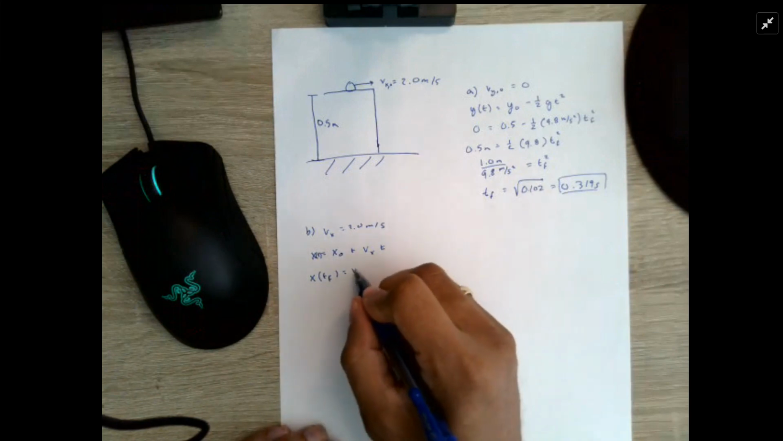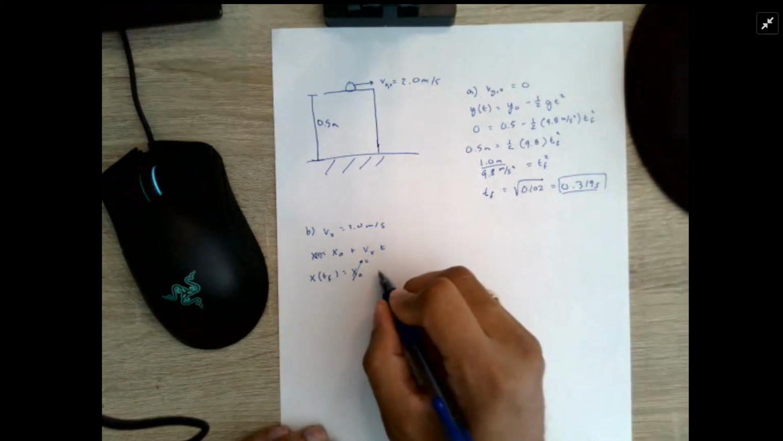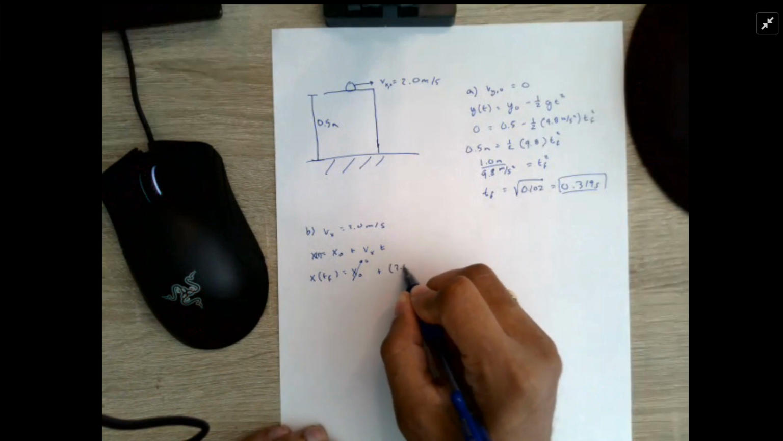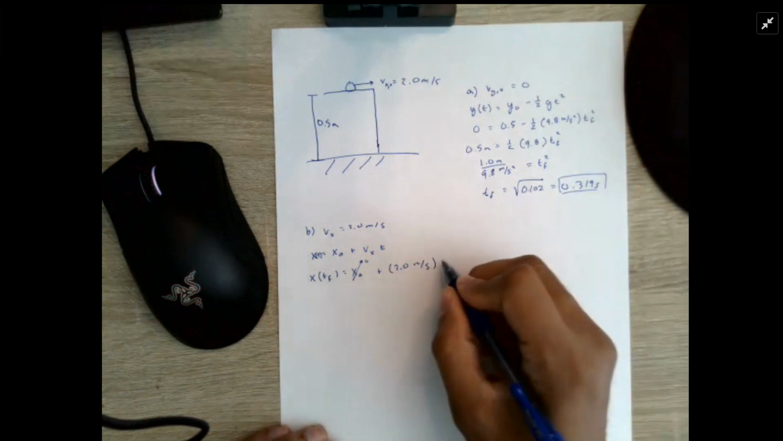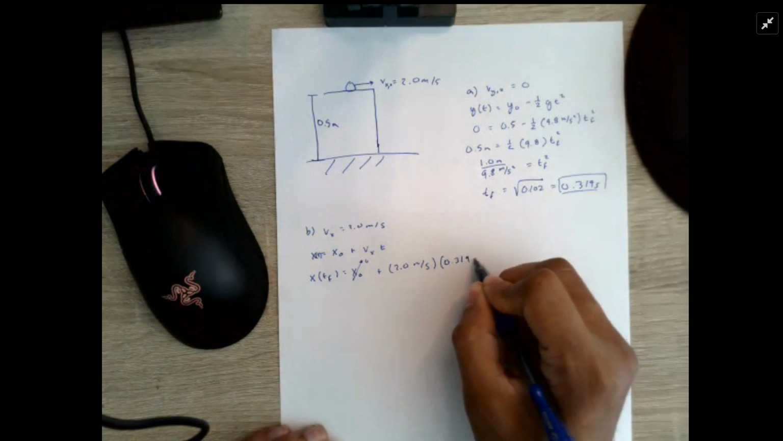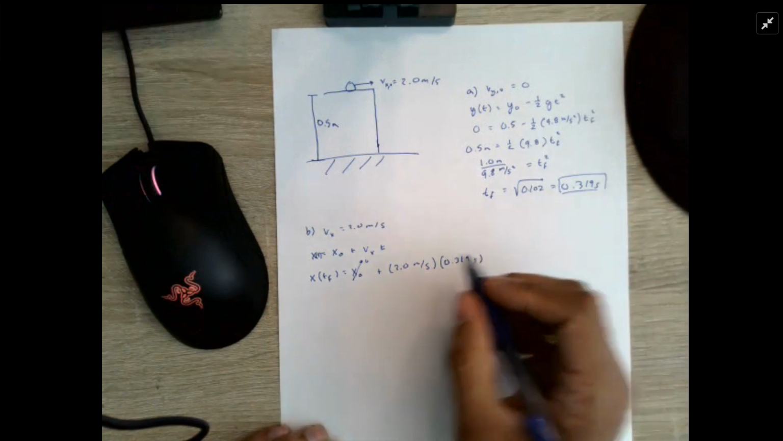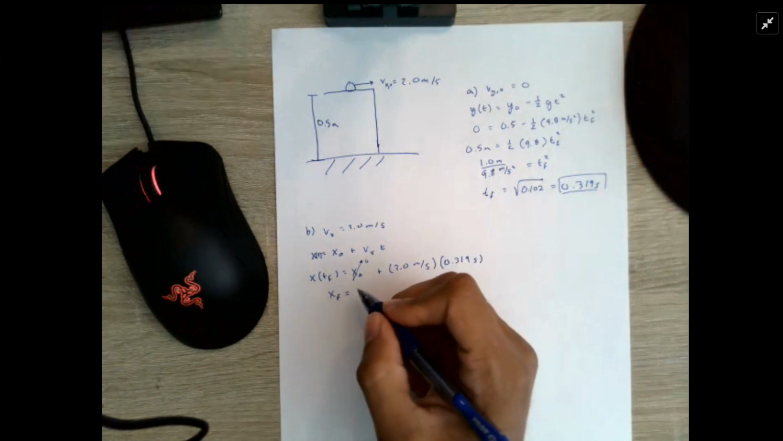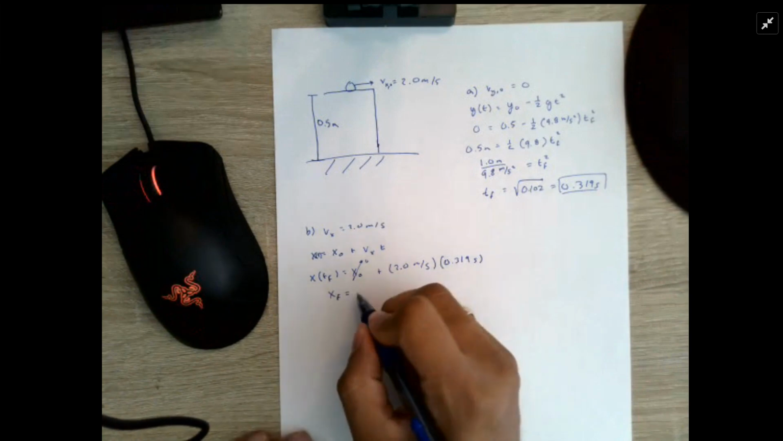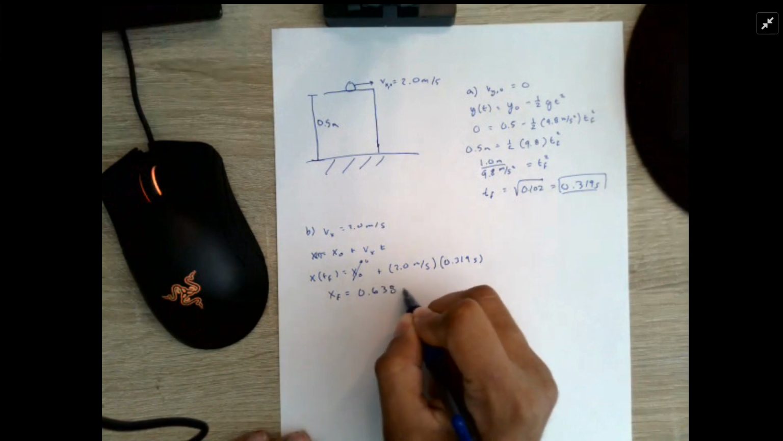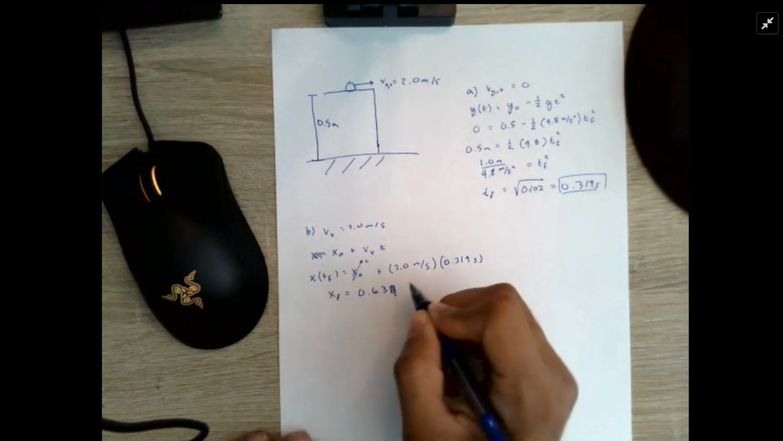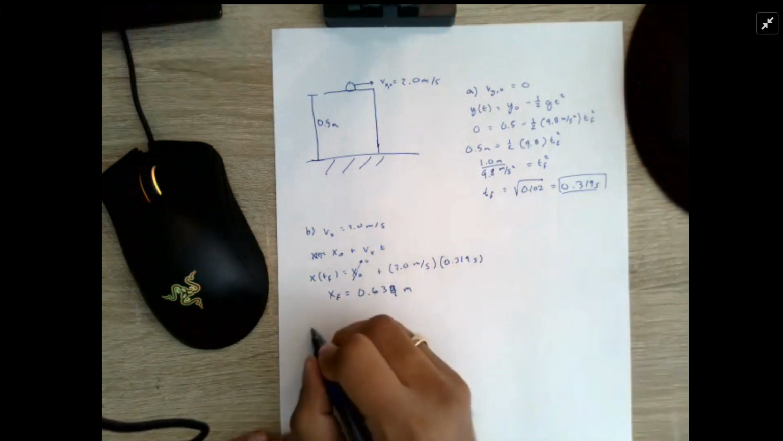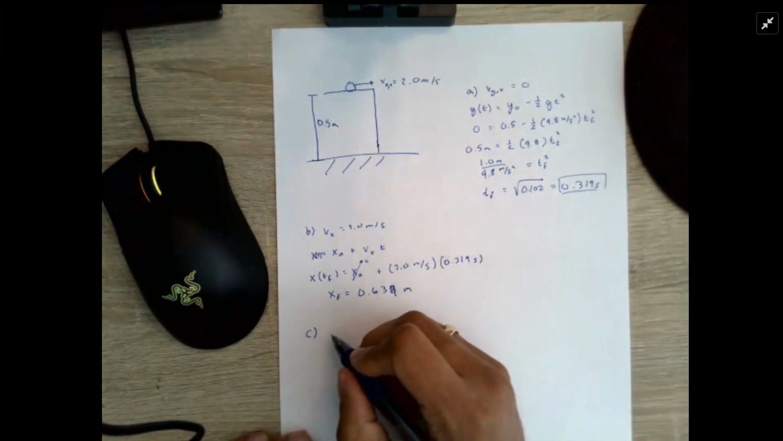We know x naught is 0. And then we know it's traveling at 2.0 meters per second. And it's traveling for 0.319 seconds. And so that gives us x final, which equals 0.638 or 0.639 meters.